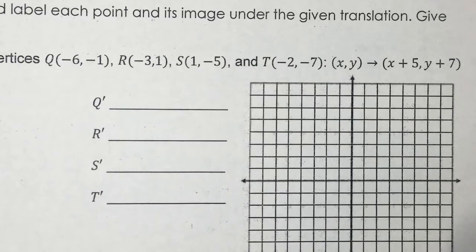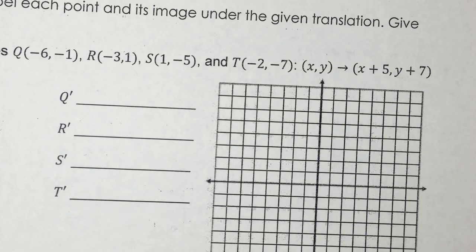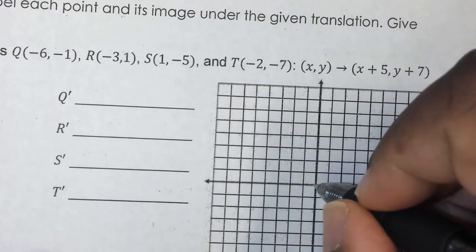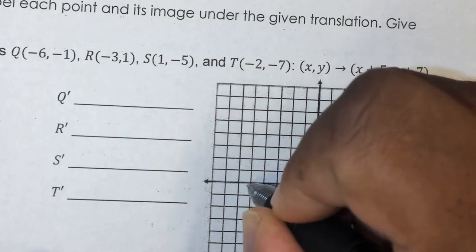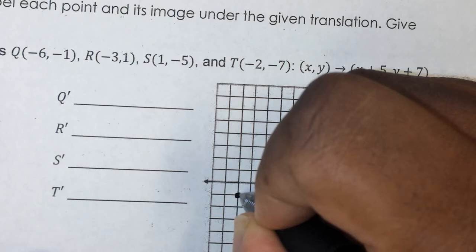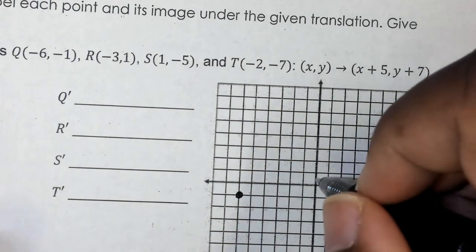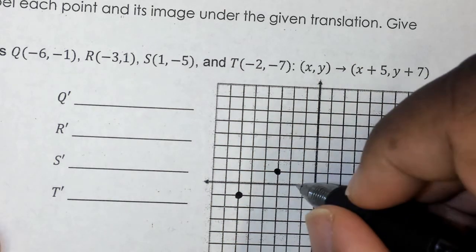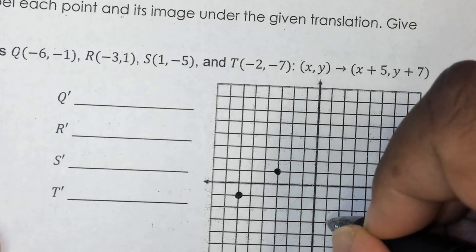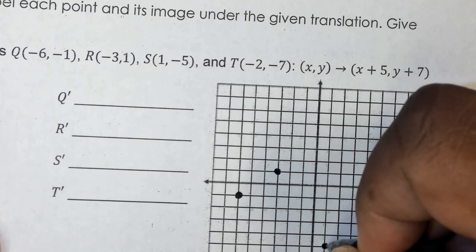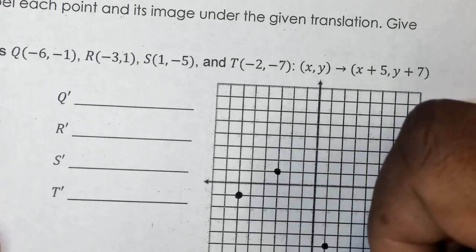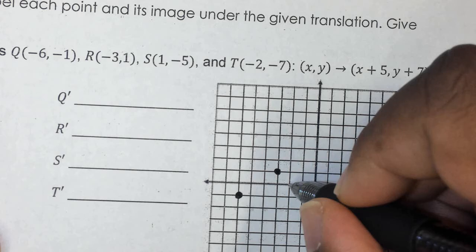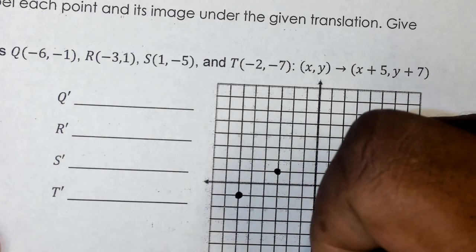Once you figure out what you're going to use, we're graphing these points, Q, R, S, T. These are our pre-image points. I need my glasses on. So -6, 1, 2, 3, 4, 5, 6, and -1. -3, -1. 1, -5, 1, 2, 3, 4, 5. -2, -7. I almost messed up in pen. -2, -7. There we go. Alright, now we're looking like a rectangle.